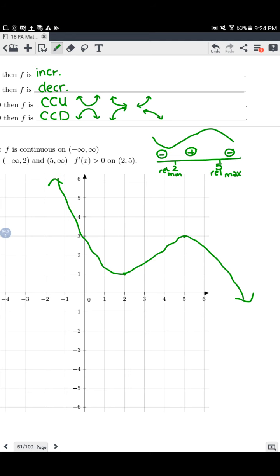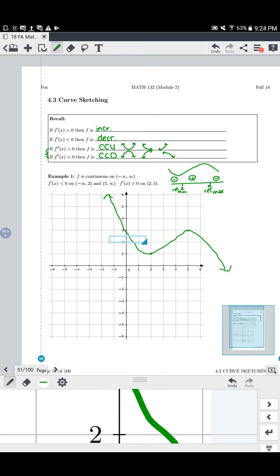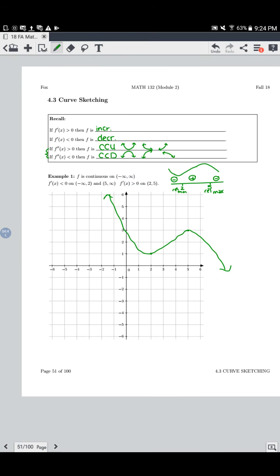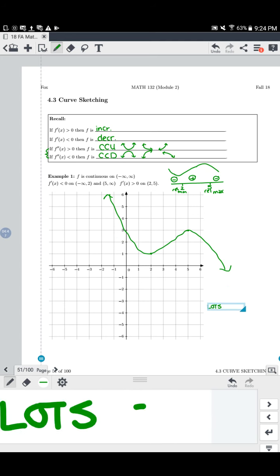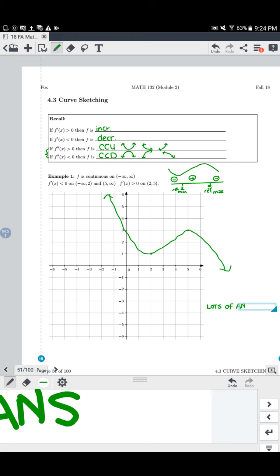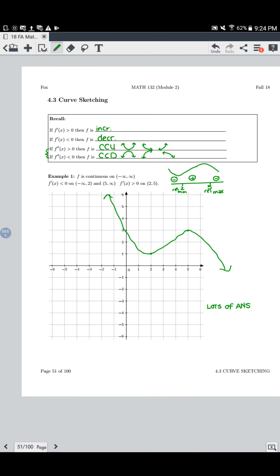So here's the general shape. Hopefully your drawing looks a little bit nicer than mine. And the hard part about curve sketching, which we saw from sketching limits, is there are lots of answers. I chose to draw mine mostly above the x-axis. You could have drawn yours completely below the x-axis. But as long as it goes decreasing to increasing to decreasing, that was the only stipulation that we were given other than being continuous. So I didn't have to pick up my pen here.